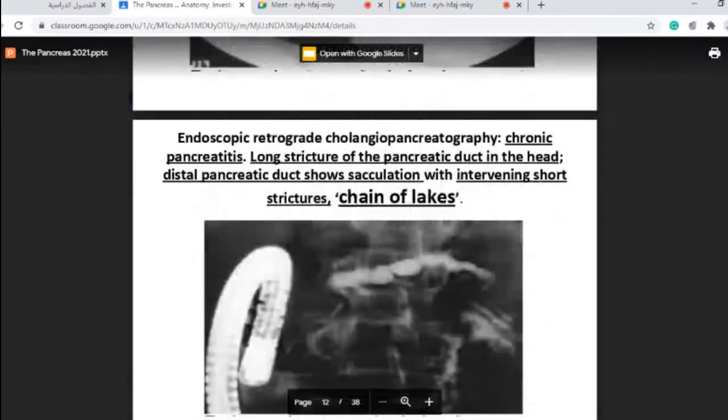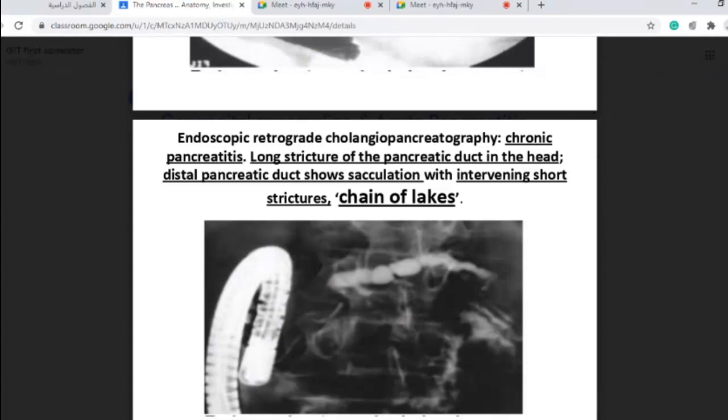This is another picture of ERCP, showing what we call a chain of lakes, because of multiple dilatations and strictures in the pancreatic ducts. In cases of chronic pancreatitis, there is a long stricture of the pancreatic duct in the head, with the distal pancreatic duct showing dilatation and intervening short strictures. So there is stricture and proximal dilatation, stricture and proximal dilatation, stricture and proximal dilatation. So it is called chain of lakes.